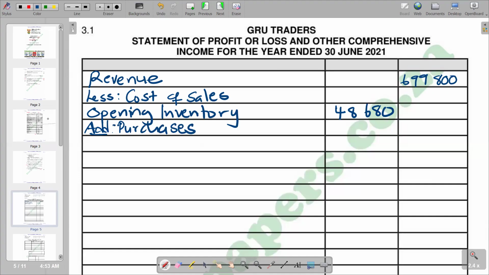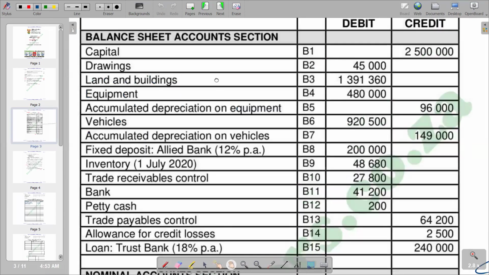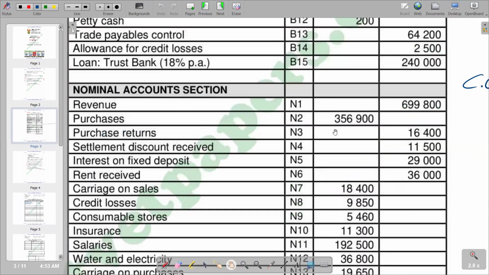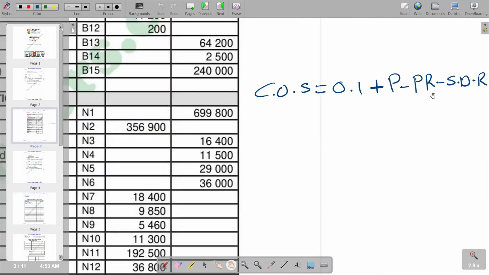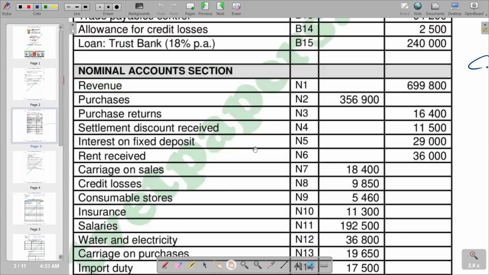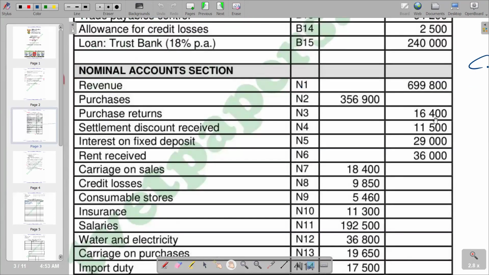So obviously we go to our nominal cost section and try to see the figure for purchases that we have. We are having 356,900. But we see that the net figure is the one that we are supposed to put after you have subtracted your purchase returns and also your settlement discount receipt if you have them in the question. So if you come here, you see that we have purchase returns 16,400. We also have settlement discount receipt, which is 11,500. So it means we are going to say 356,900 minus 16,400 minus 11,500.